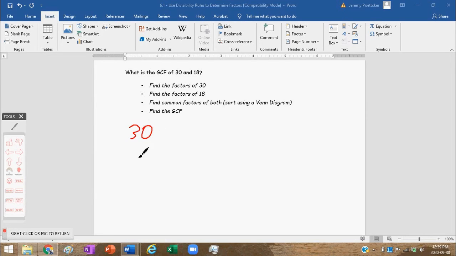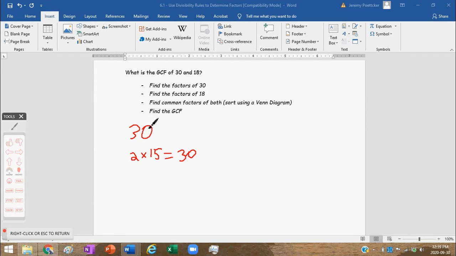First things first, it is even, right? 2 times something, in this case it's going to be 15 equals 30. How did I figure out the 15? Again, 30 divided by 2 is equal to 15, which means that 2 times 15 equals 30. So some of my factors of 30 are 2 and 15.